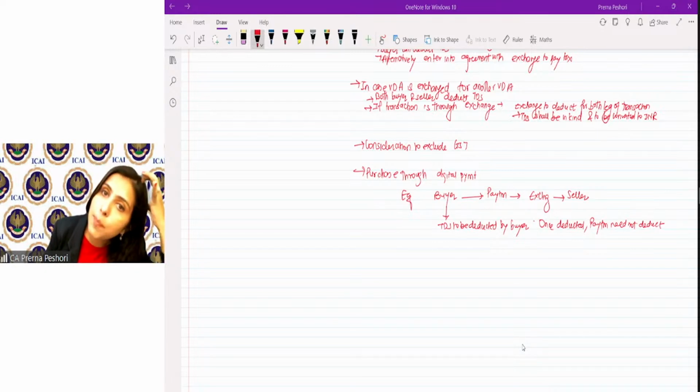Namrata, as per the rate on that particular date, on the closing rate, they have to convert it.